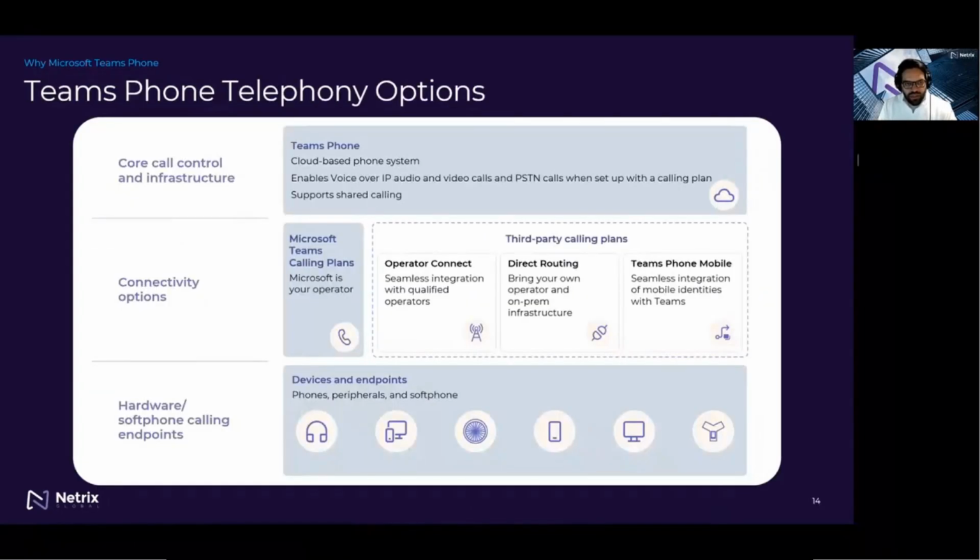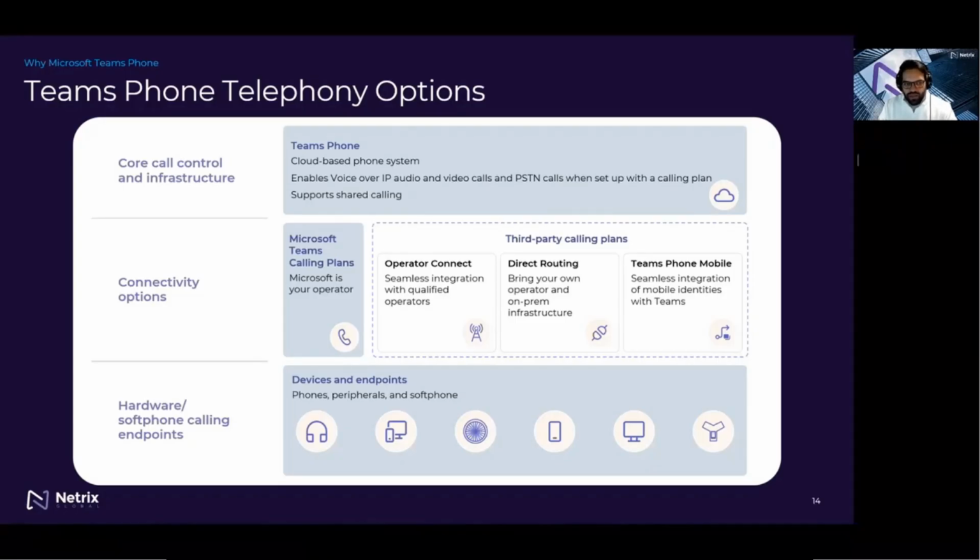Since we talked about the other methods, the top here is the core call control. When you get that Phone Standard add-on, you get the top portion, which is the call control. Then we have the connectivity options. The first one here is the native Microsoft offering, which is the calling plan. And then we have third-party calling options that range from Operator Connect, Direct Routing, and Teams Phone Mobile. We are going to talk a little bit more about these three options in the next slide.